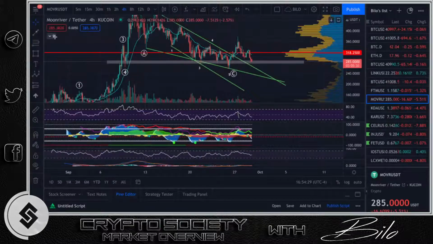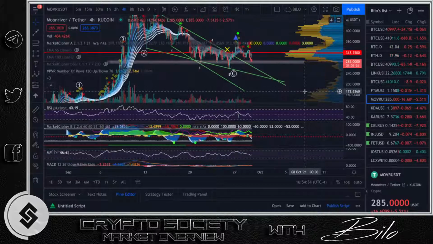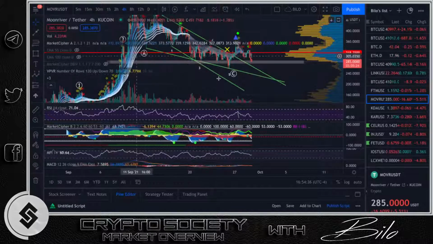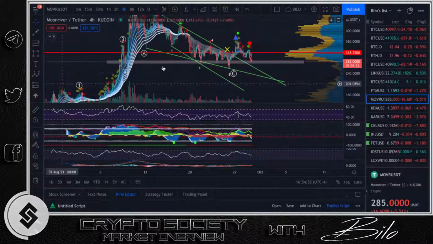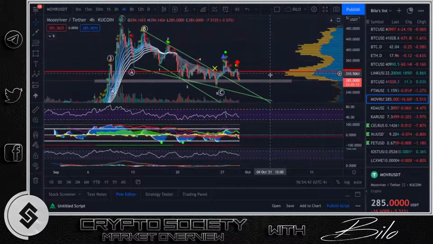There's not a lot of support under there, is there? Market Cipher A. Eesh. I wondered whether there'd be a blood diamond there. That was why I asked. Good movie.